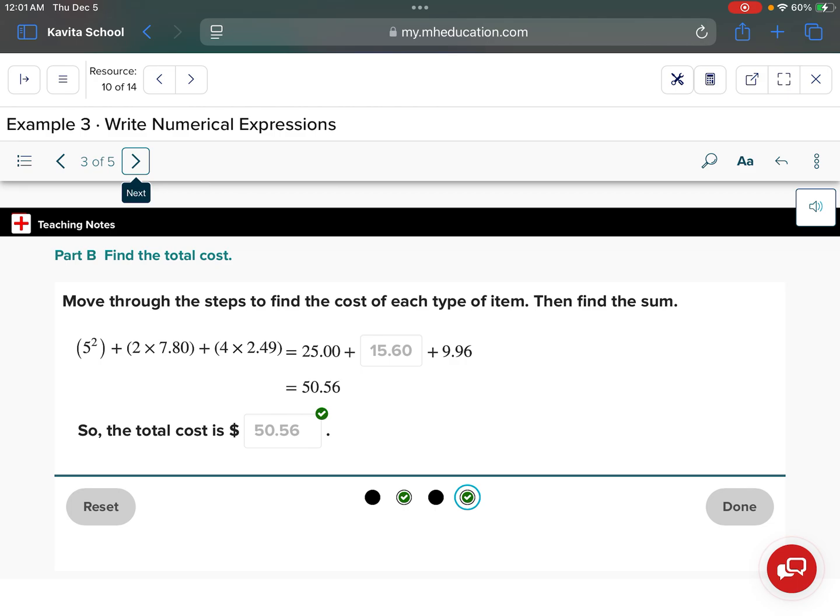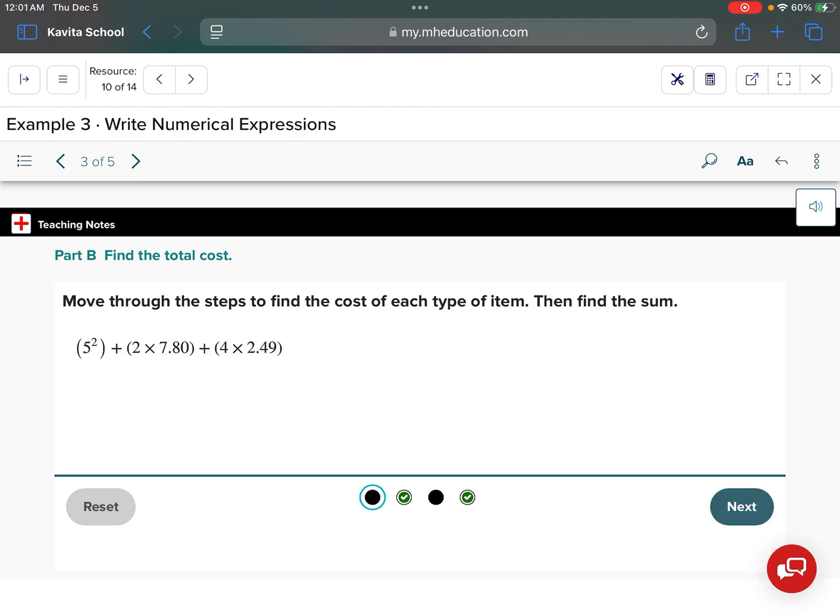Next, we're going to move through the steps to find the cost of each type of item, and then we're going to find the sum. So 5 squared we know is $25. 2 times 7.80 is 15.6. 4 times 2.49 is 9.96. So we have 25 plus 15.60 plus 9.96. We add them, our total is 50.56. So the total cost that we have for these items is 50.56.